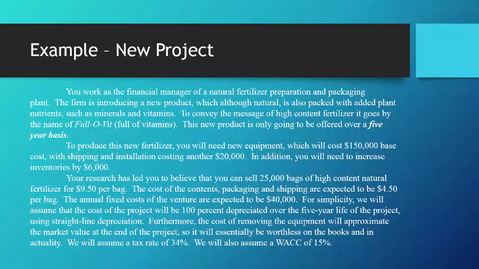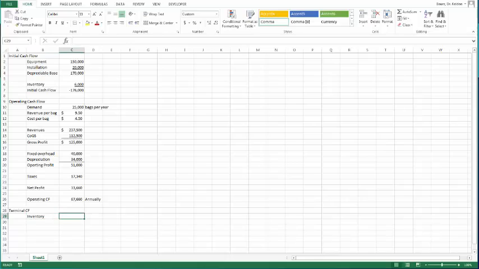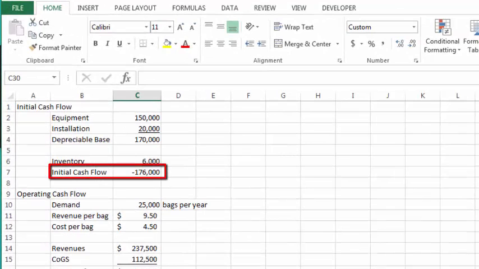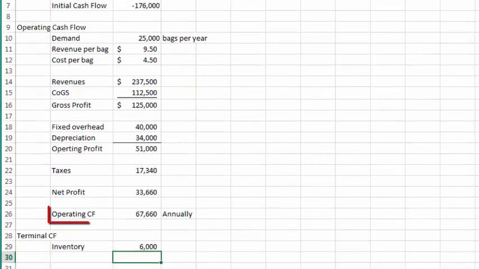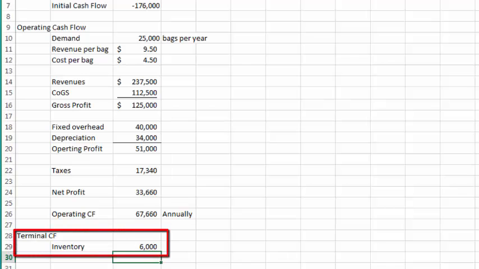So this is the easiest part of the whole story problem, so let me pop over to Excel and show it. So terminal cash flow, I'm going to be looking at inventory at 6,000. Now the one thing to note right up front is all the initial cash flows happen just one time. The operating cash flows in this instance are annual, so we're assuming that they're repeated every single year. So it's 1, 2, 3, 4, 5 years worth of the 67,660. And then at the end, the terminal cash flow only happens once. At 6,000, we only get it back once.